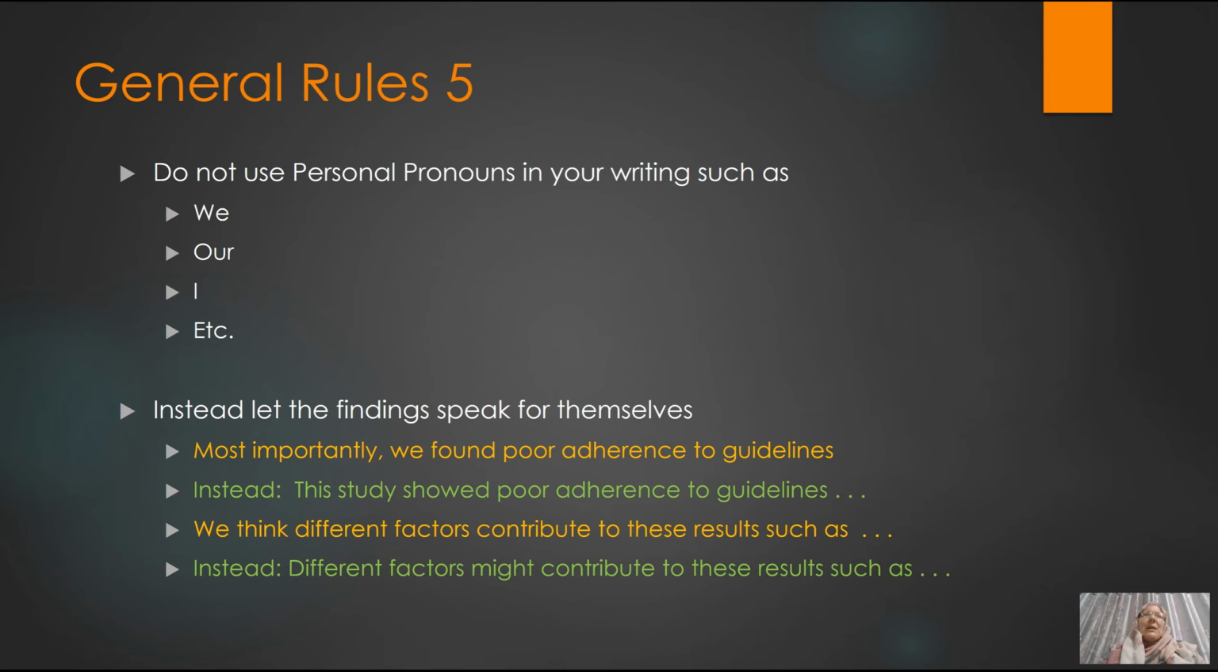So for example, most importantly, we found poor adherence to guidelines. Instead you can write, this study showed poor adherence to guidelines. A second example is, we think different factors contribute to these results, such as. Instead, you can just say different factors might contribute to these results, such as. And in that way, you let the results talk for themselves. And this is a better way of presenting your results.